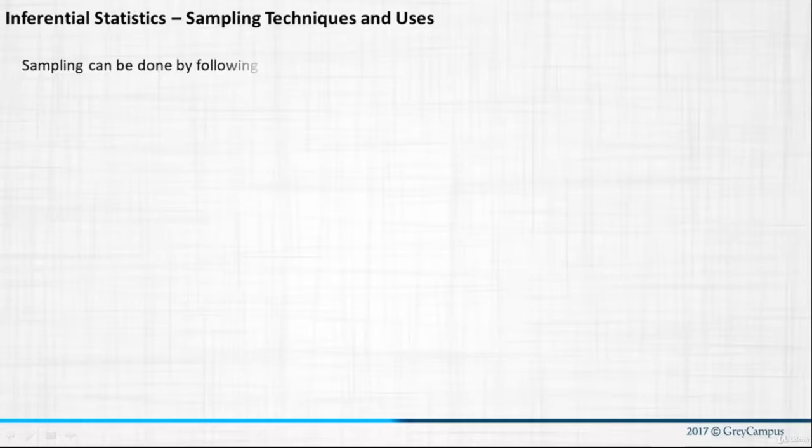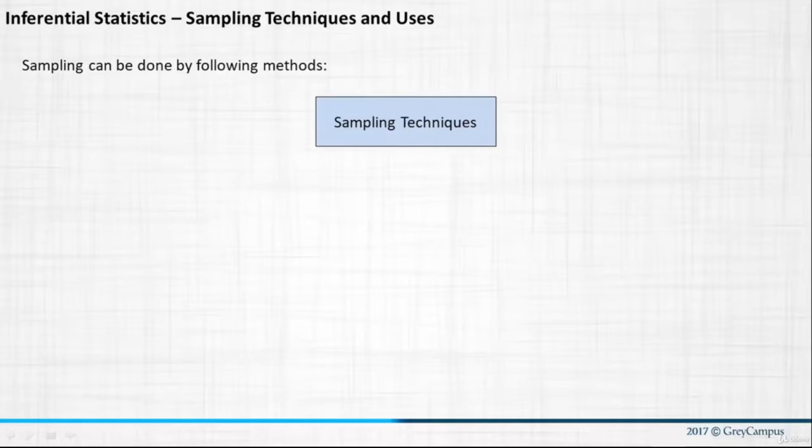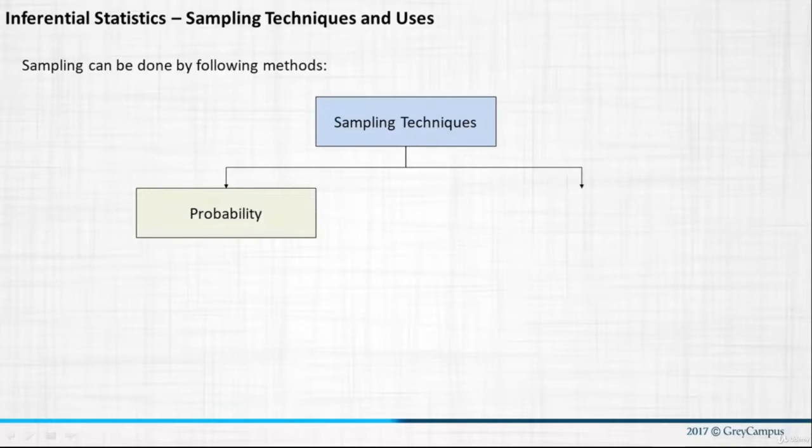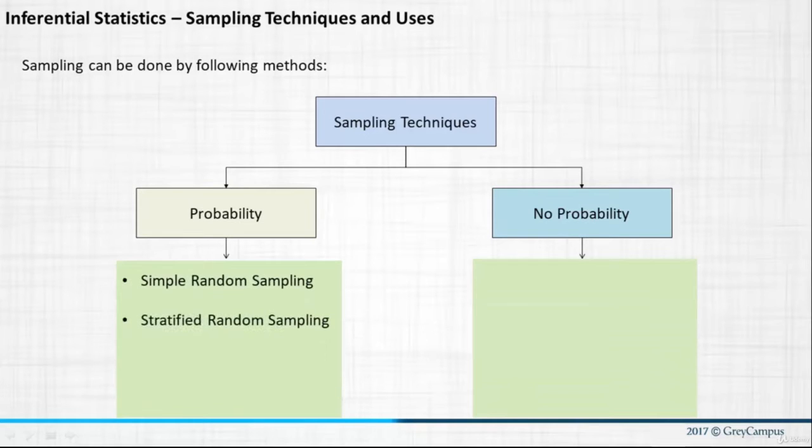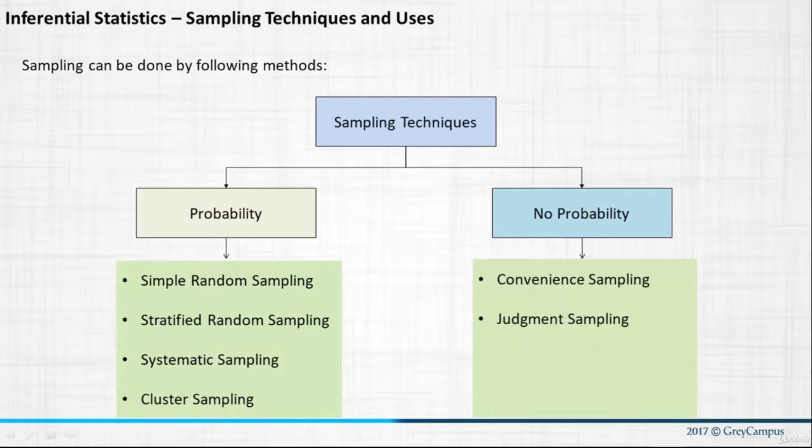One of the first decisions that we have to make in sampling is: is there a probability or is there not a probability? If there is, then there are certain techniques that we can use for that. If there are not, then there are other sampling techniques that we must use. We'll go through each of these individually.